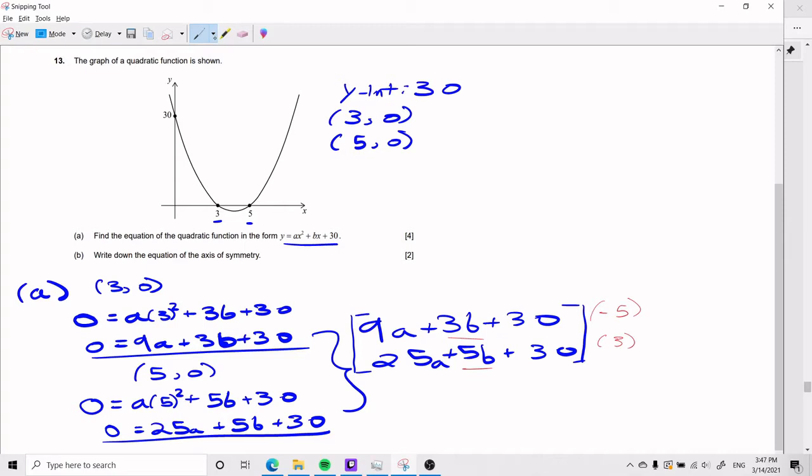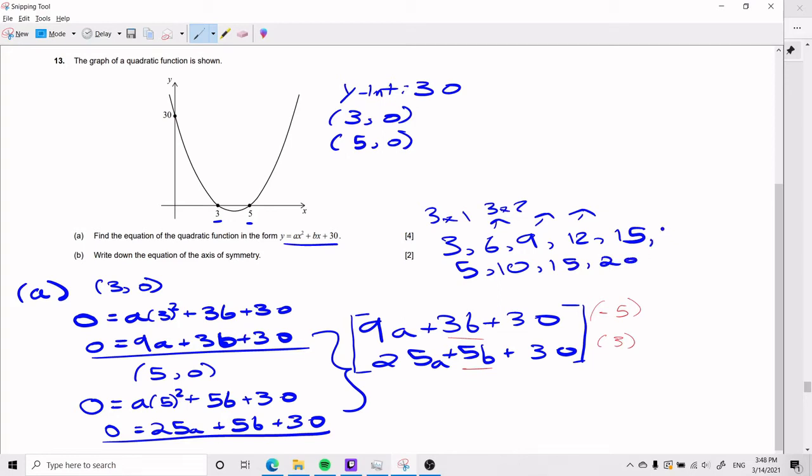How do I know that this is going to work? Well, because if I look at the multiples of 3, and by multiples I mean 3 times 1, 3 times 2, which is 6, times 3, which is 9, times 4, 12, and the multiples of 5, I see that eventually they have a common multiple, which would be 15. So I want to make them both 15, one of them positive, the other negative, so that they cancel out. This is the method of elimination.